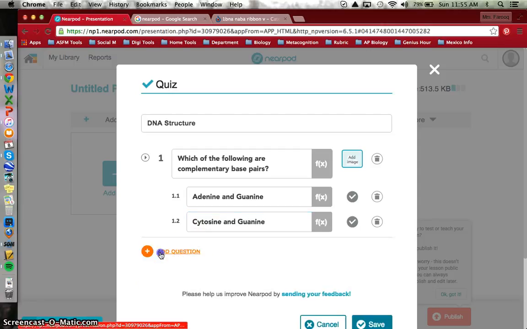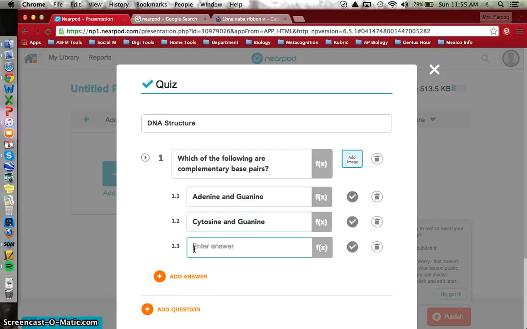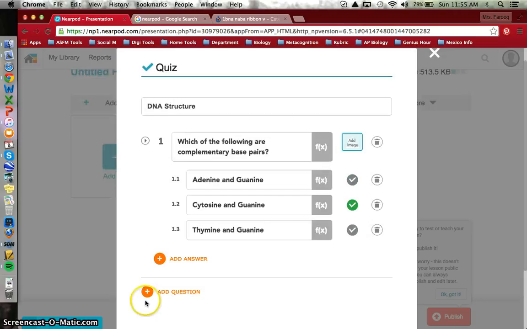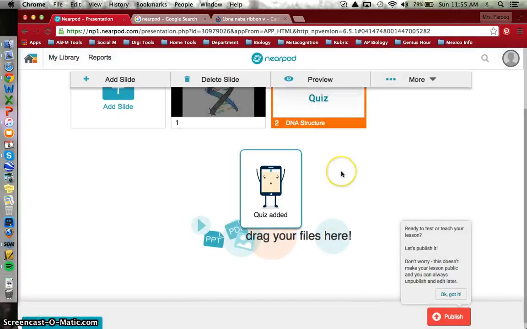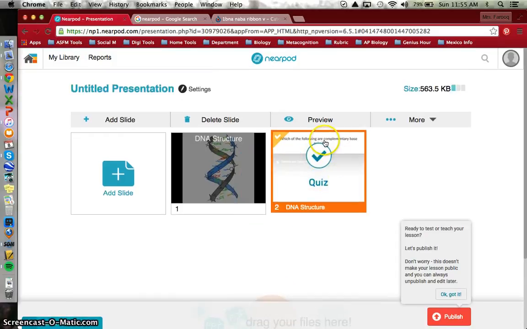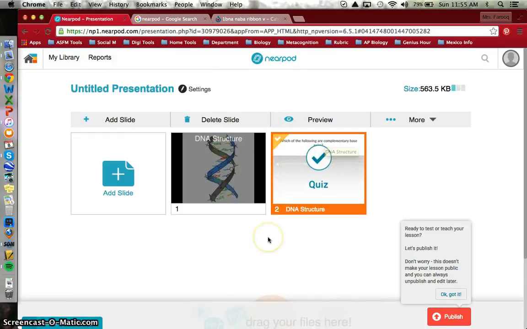I see it's repopulating from my last attempt at this, so that's good to know. Thymine and guanine. Okay, you get the picture. This is the correct answer. I could continue to add questions, but I will save. And so now I have a slide that is called a quiz, but it's really just a way to see whether the students know something specific.